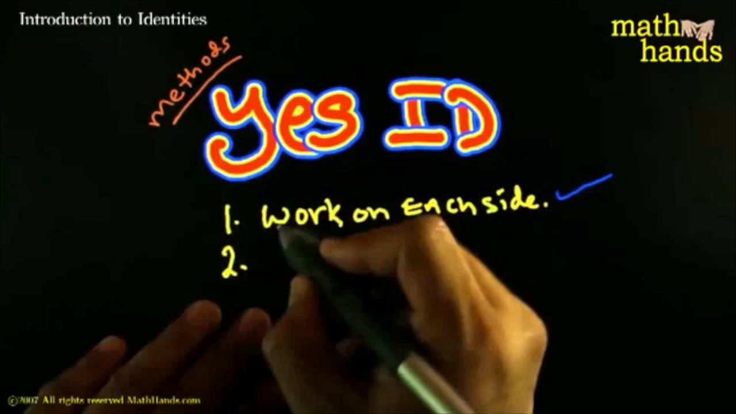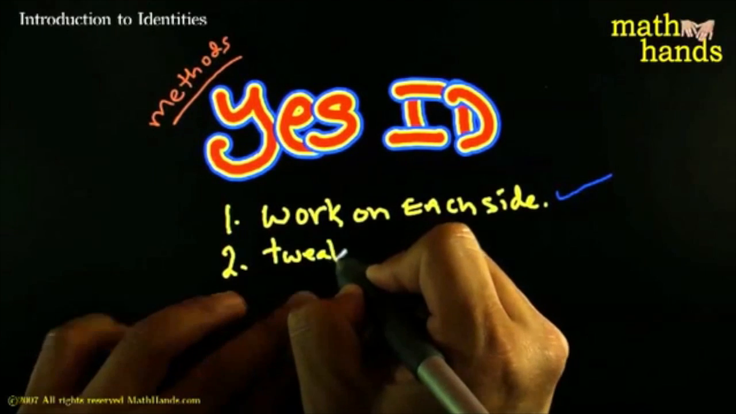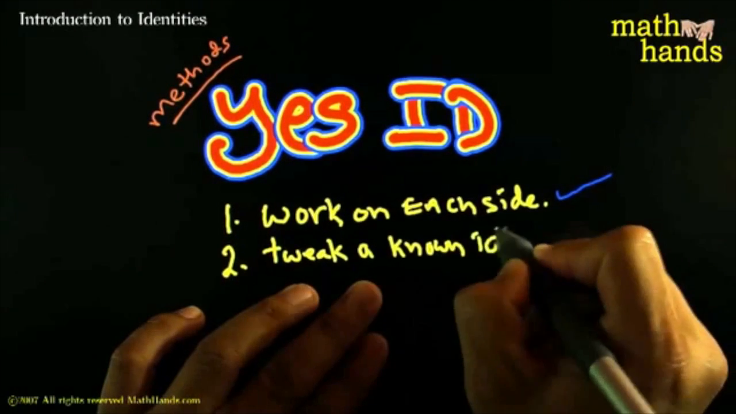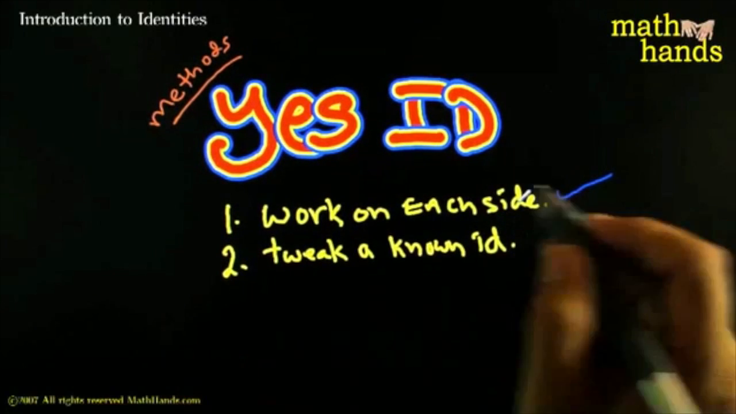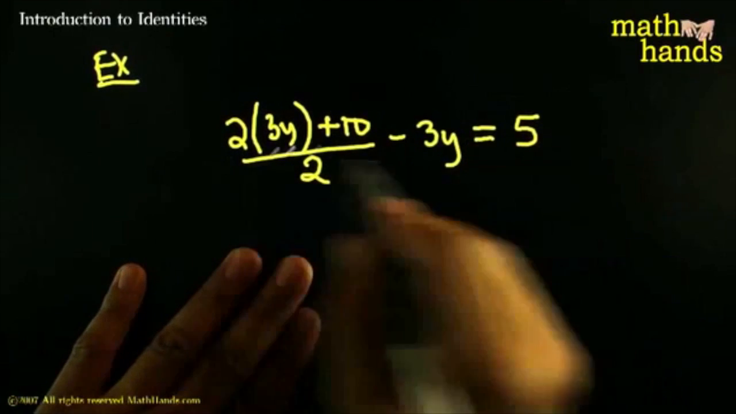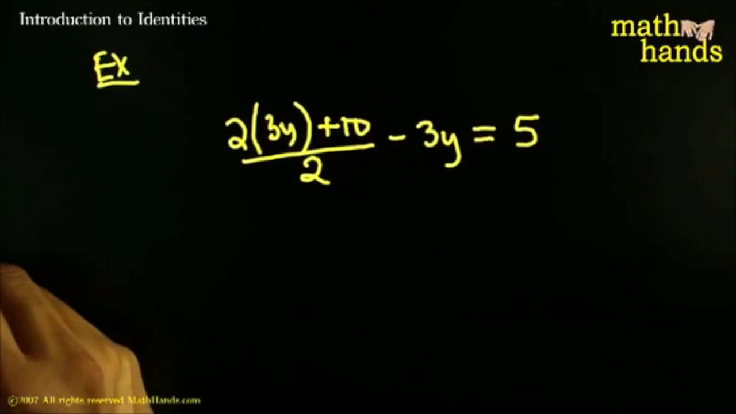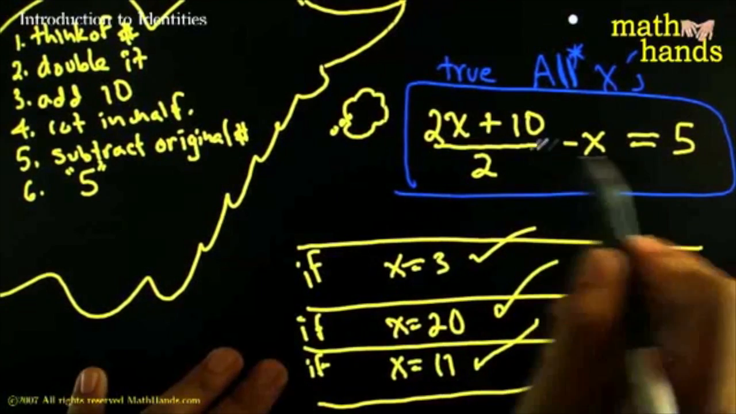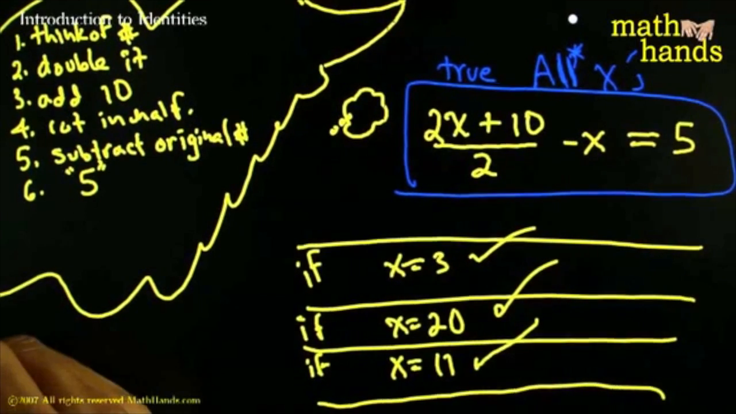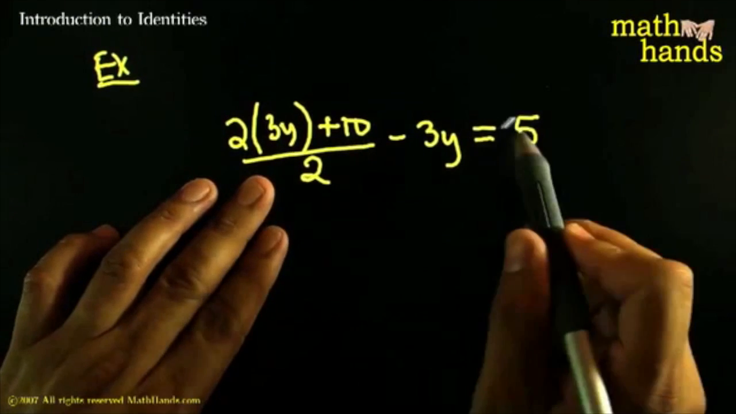Okay, so the second method is to what we will call tweak a known identity. And let me explain how that goes. This relies on previous identities that you've already proven. Suppose you wanted to prove this one and you say to yourself, hey, that looks a lot like the one we proved earlier, Tia Raquel's identity. You see the 2x and the 10 and the 2 and the minus x and the 5. This looks a lot like it, except instead of having x, we have 3y. So you say, hey, maybe there's some relationship.